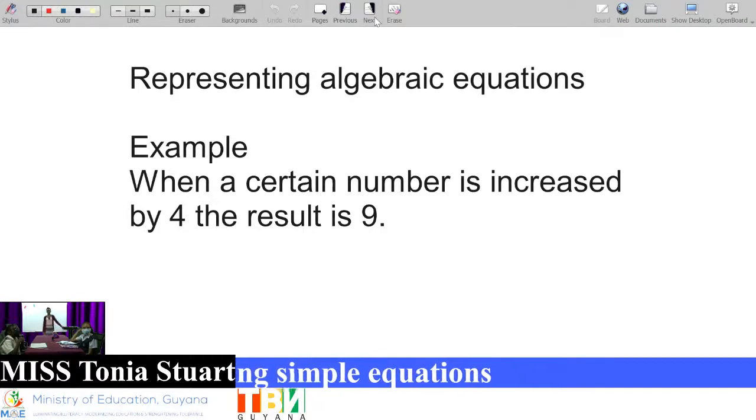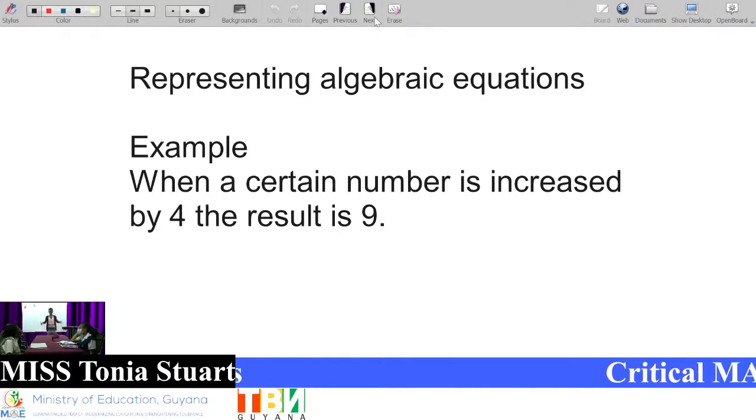What do we mean by increase, in terms of operation? Am I adding, subtracting, multiplying, or dividing? Adding. If I'm going to increase the number of chairs in the room, it means I'm adding to the set of chairs that we have in the room. The result is 9.